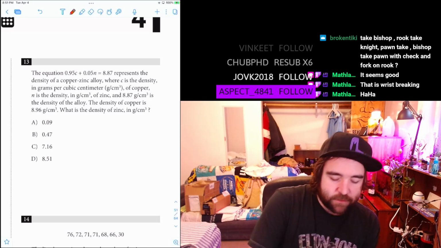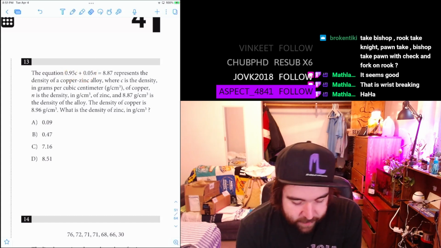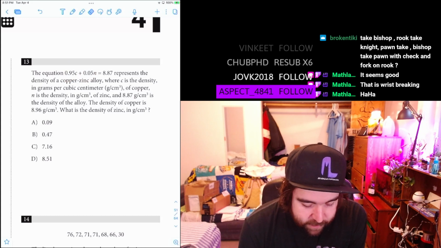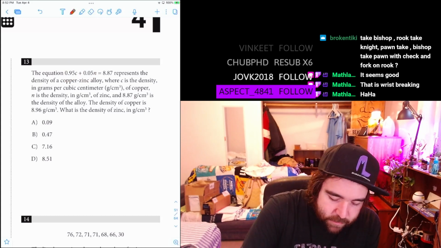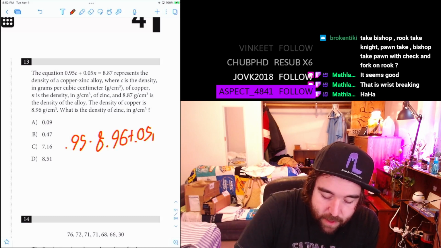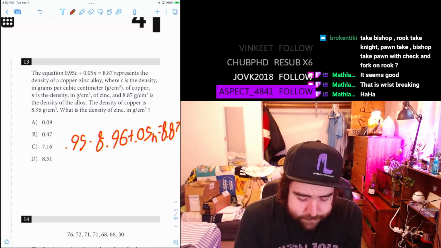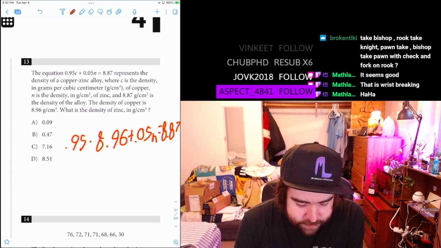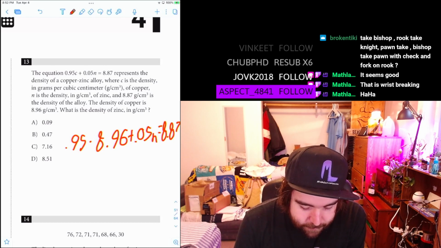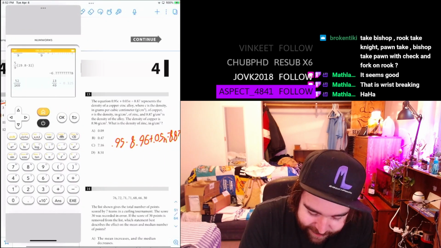So we're looking at percentages, right? So it's 95% copper and 5% zinc. That's the whole idea. The density of copper is 8.96. So we have 0.95 times 8.96 plus 0.05 N equals 8.87. And so we're just solving for N. And yeah, I can't estimate this without a calculator, so we'll just do it in the calculator, that's fine.